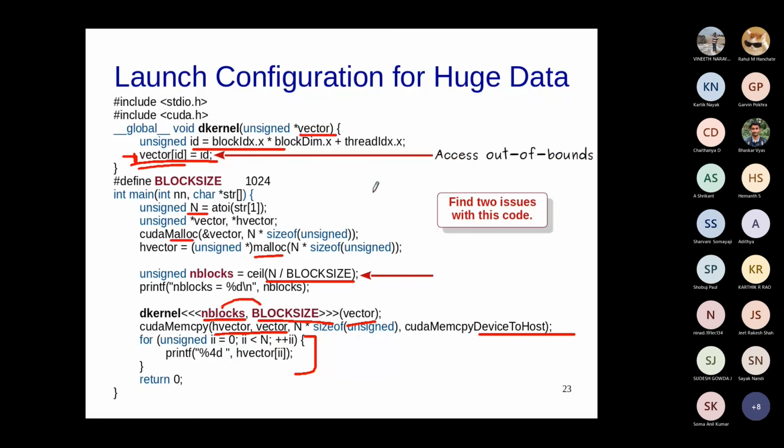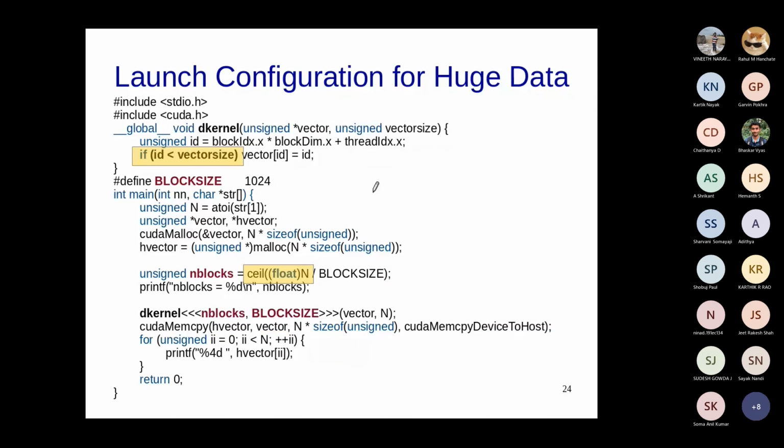Well, the first one is array access out of bounds, and this one requires floating point division. Both can be easily fixed. We check this, and we add a typecast here, which will take care of the correct division. Okay, so you will see that this particular code is very often seen in the kernels, and that's because of this multiplication of these two values. Okay, any questions so far?